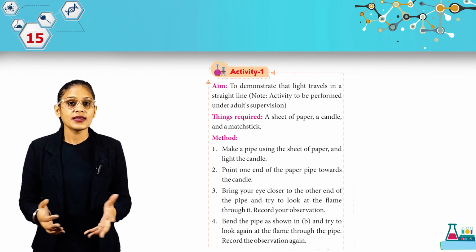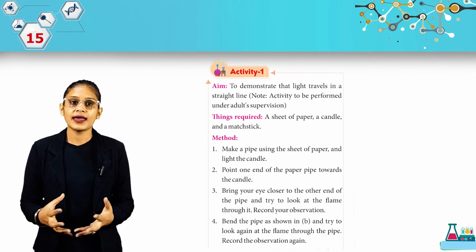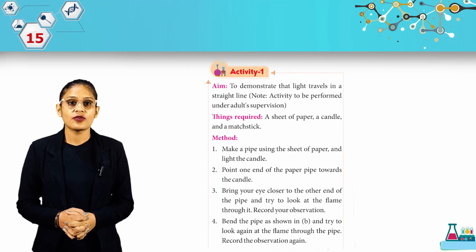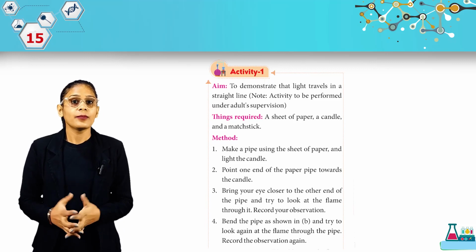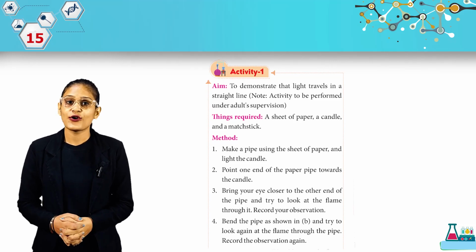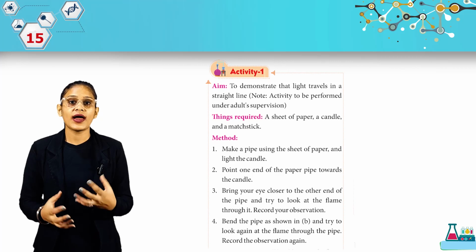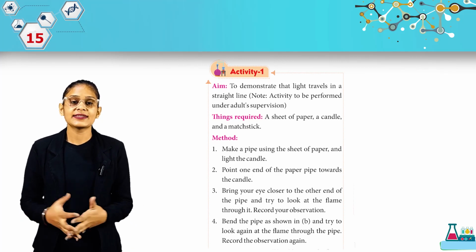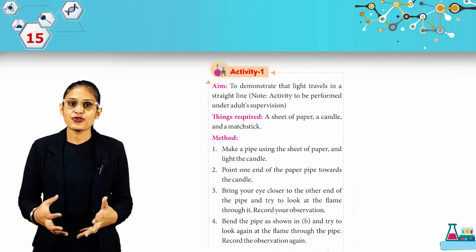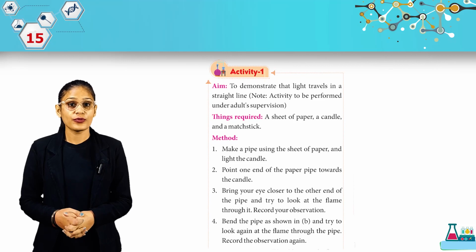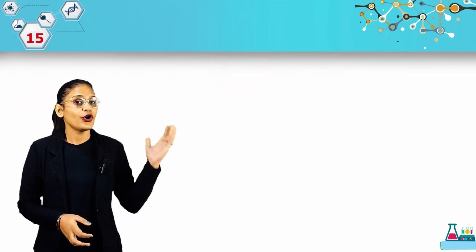Here we have things required: a sheet of paper, a candle, and a matchstick. Method: make a pipe using the sheet of paper and light the candle. Point one end of the paper pipe towards the candle. Bring your eyes closer to the other end of the pipe and try to look at the flame through it. Record your observation. The next step: bend the pipe as shown in B and try to look again at the flame through the pipe. Record the observation again.